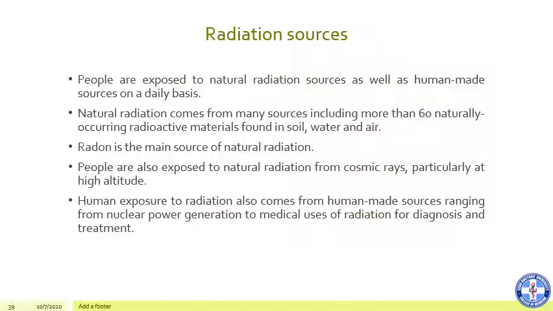People are exposed to natural radiation sources as well as human-made sources on a daily basis. Natural radiation comes from many sources, including more than 60 naturally occurring radioactive materials found in soil, water, and air. Radon is the main source of natural radiation. People are also exposed to natural radiation from cosmic rays, particularly at high altitude. Human exposure to radiation also comes from human-made sources ranging from nuclear power generation to medical uses of radiation for diagnosis and treatment.